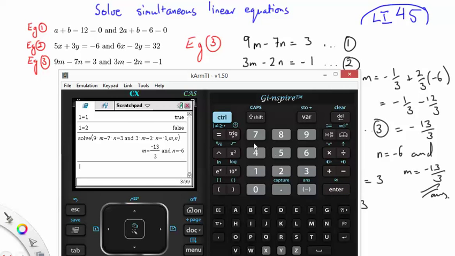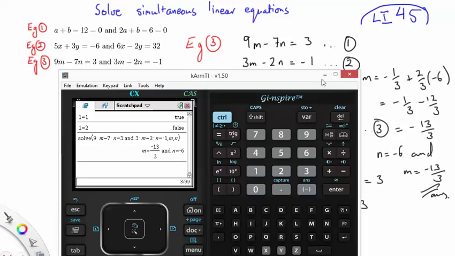And you can see right there we get the answer. N equals -6, m equals -13 on 3. The thing I like about the AND is you could use it for as many equations as you like. If you had 4 equations and 4 unknowns, you can use the AND quite easily. So that's a good one to keep up your sleeve there.